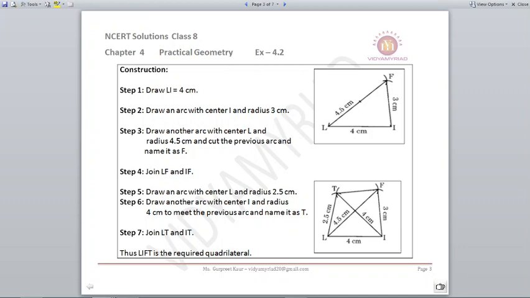Now TF, if you see, you don't have the measurements, but you can easily join them because there is a fixed point that will be meeting T and F. So we can join them and form the quadrilateral.